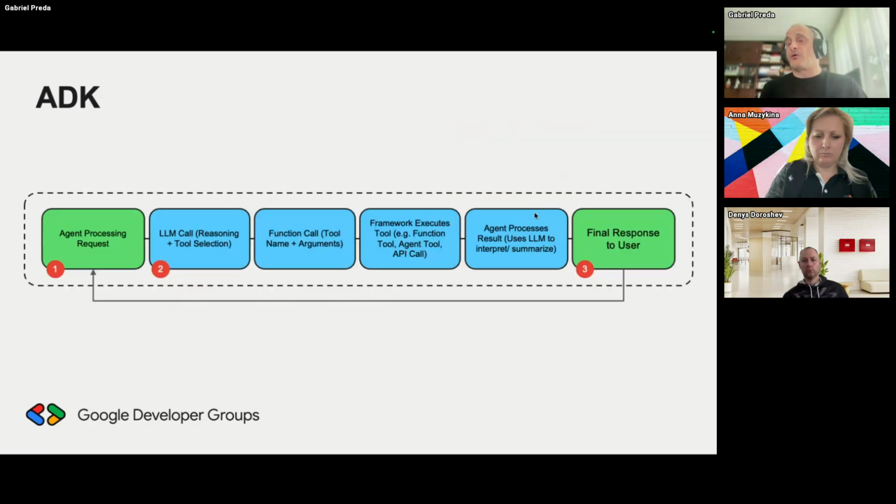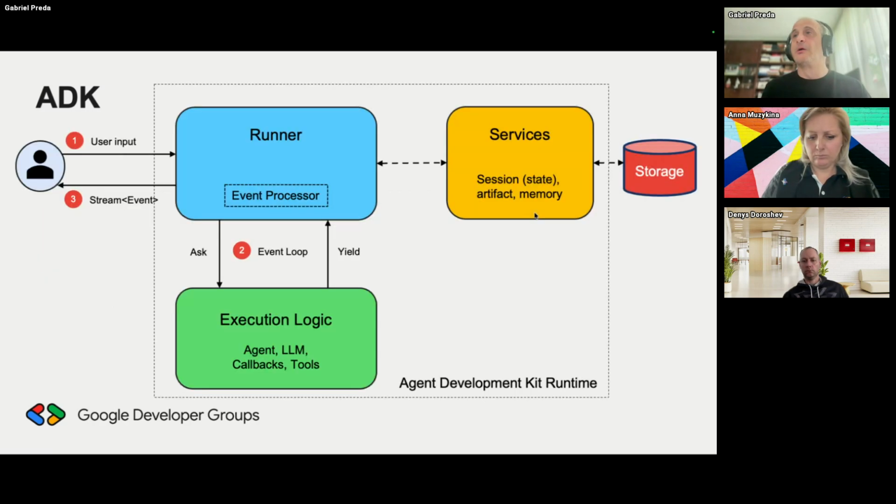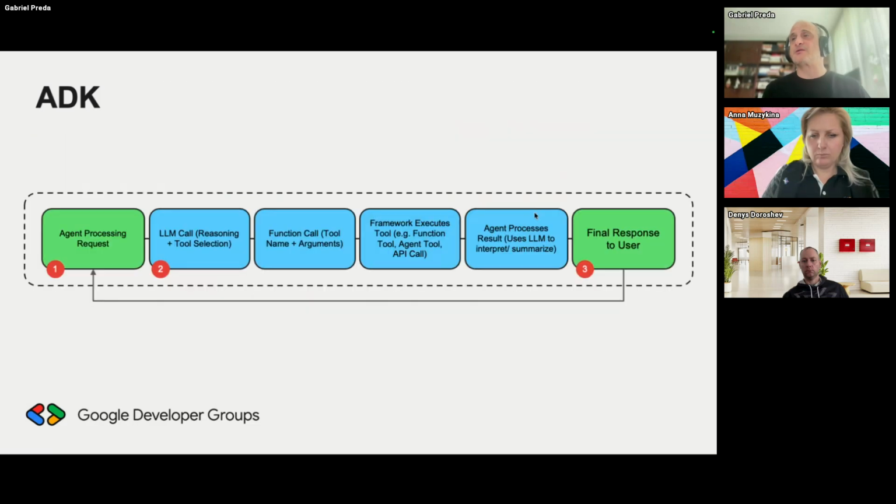Here's an example of this event processing. Let's say an agent will start by processing a request. Then what can happen is we might have an LLM call, which could be reasoning, or a tool selection could happen.